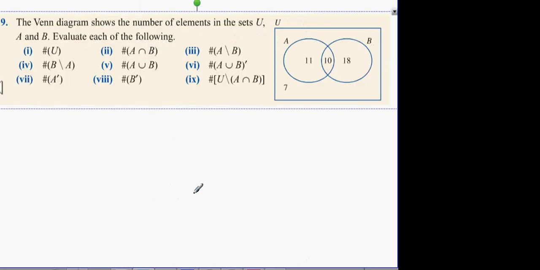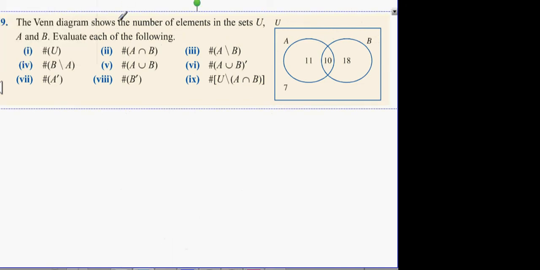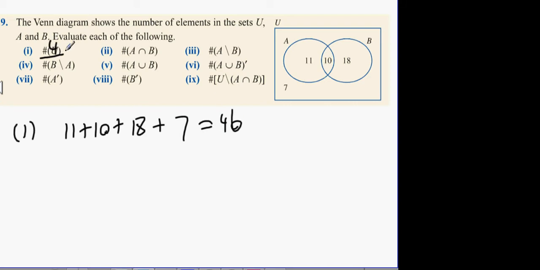Now, at the moment you guys are probably thinking, the Venn diagram shows the number of elements in the set U, A and B. Evaluate each of the following. Orson, how many elements are inside of U? Add them all together. And what do you get? 46 is correct. So the answer for number 1 is 46.